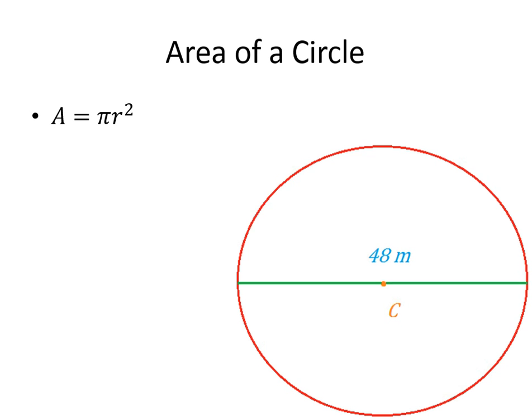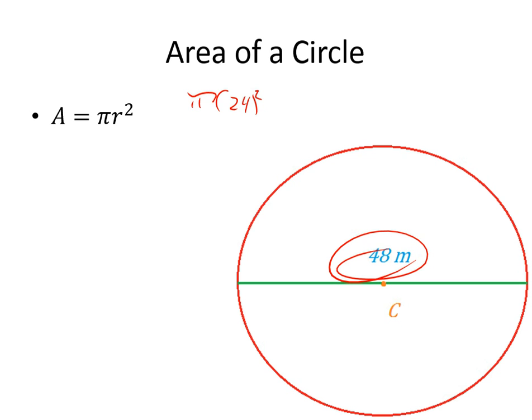So if we look at this example with this circle with the diameter of 48, we know it's a diameter because it's a chord that goes through the center. What we have to do now is find the radius, which would be half of that. Half of 48 is 24. So when we plug it into the equation, we have pi times 24 squared.